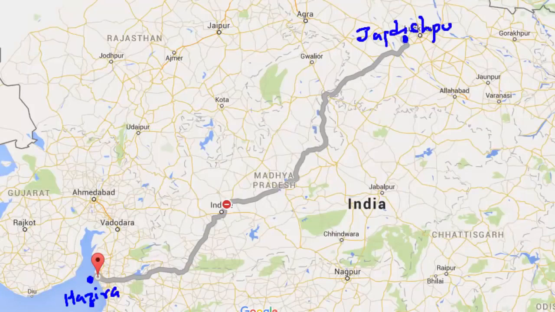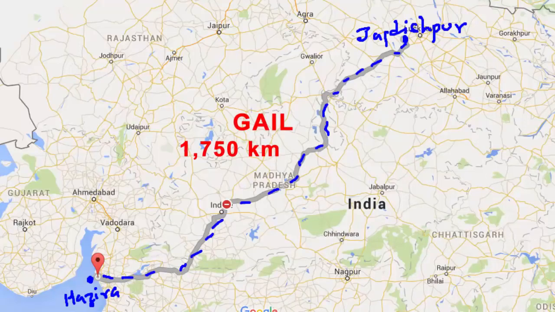This pipeline has been constructed by Gas Authority of India, which is GAIL. This pipeline only transports gas. Again, it is 1750 km long, and the gas that is transported is supplied to fertilizer plants.